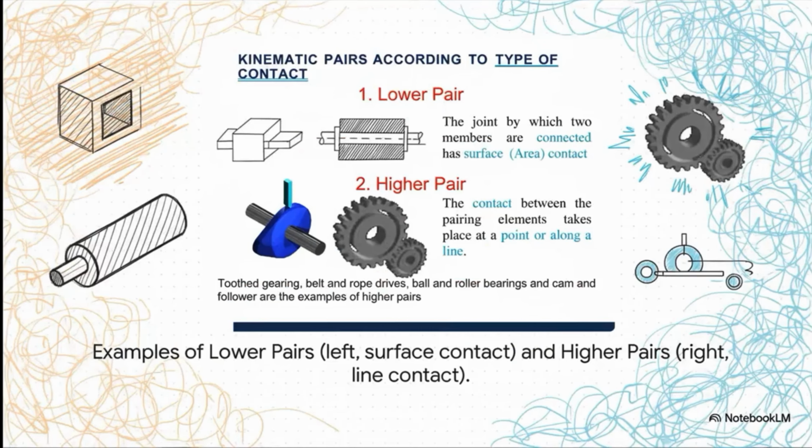And you can totally see the difference right here. Look at the left. Those are lower pairs. See how the block has a big surface sliding in the slot, where the shaft's spinning inside the hole? It's all about that broad contact. Now look at the right. Those gears, that's a classic higher pair. The only place they're touching is that tiny little line right where the teeth meet.